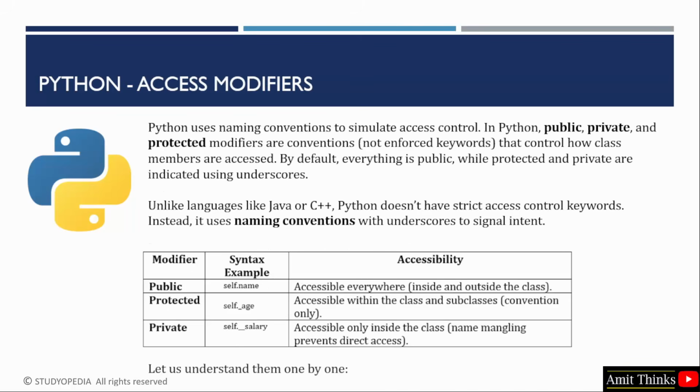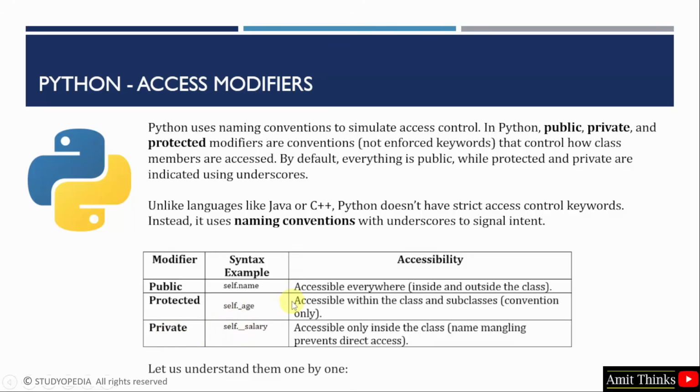So in Python, we have three access modifiers that come under encapsulation: public, private and protected modifiers. Using this, you can control how class members are accessed. Remember that everything is public. That means if you are not mentioning anything, it will be public. It uses naming conventions with underscores, instead of using the public, protected and private words. In Java and C++, generally we use public, private and protected. But here we represent them like this: for public we use dot, for protected we use dot underscore, and for private we use dot underscore underscore.